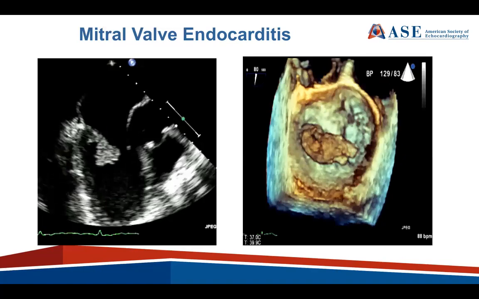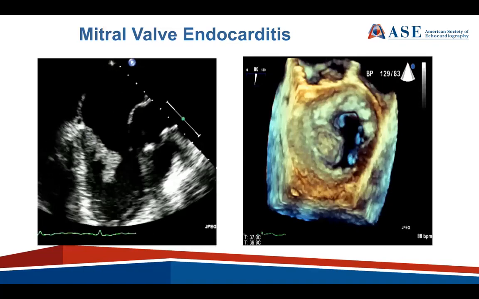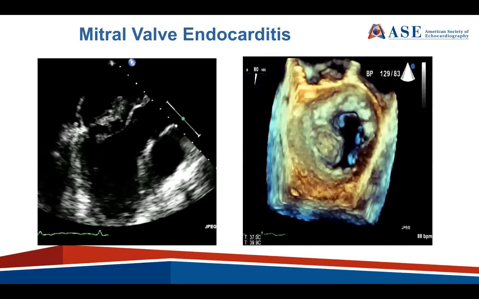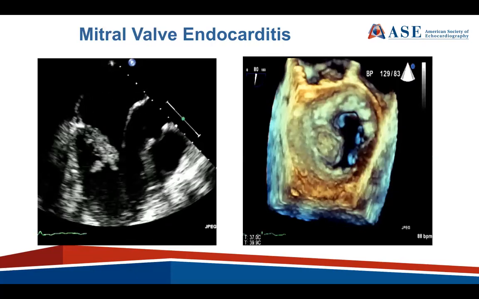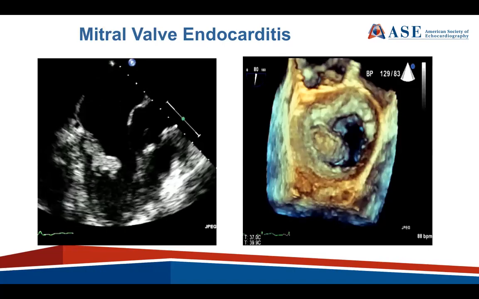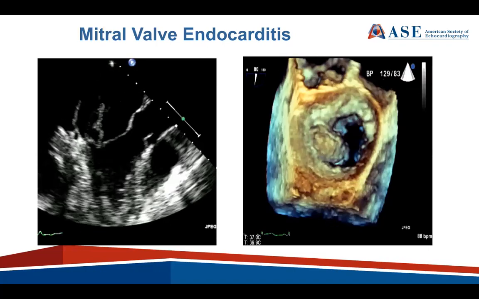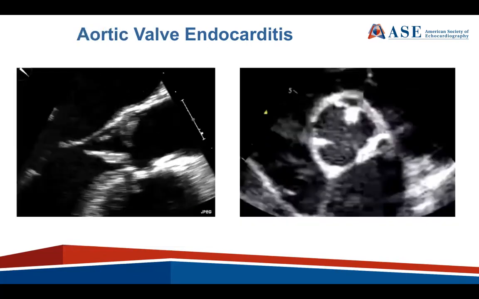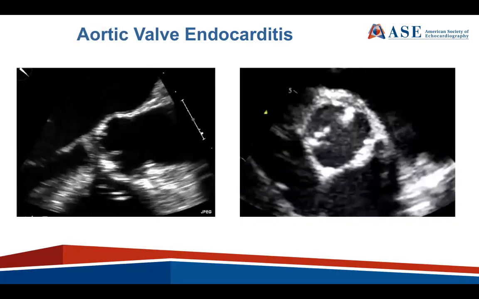So here's an example of a mitral valve endocarditis. You can see extensive involvement of the posterior mitral valve leaflet on the left-hand image, and then on the right-hand three-dimensional image involving, again, the posterior leaflet near the P1 scallop and also the commissure. Here's an example of aortic valve endocarditis.